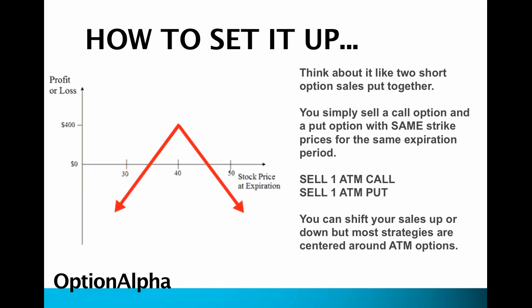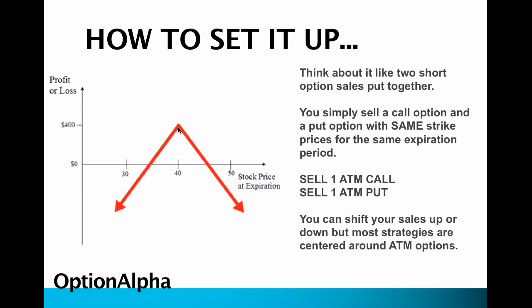Now, how to set up a short straddle is actually pretty easy. You're going to basically think about it like selling two options individually. You're just going to put them together. So you're simply going to sell a call option and a put option with the same strike price for the same expiration period. So in our example here, what we're going to do is sell one at the money call at a strike price of 40, and we're also going to sell another at the money put at a strike price of 40. And that creates the point here where the option payoff diagram pivots.